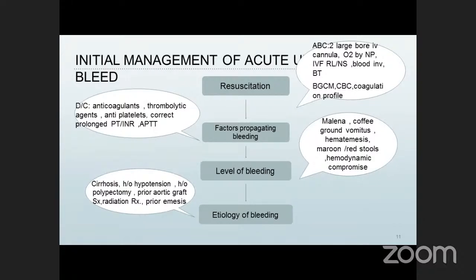Now coming to the etiology of bleeding. If the patient already has cirrhosis, it is mostly variceal bleed. If the patient has hypotension followed by an episode of bleeding, then it is mostly ischemic colitis. If the patient gives a history of polypectomy, then it is mostly post-polypectomy related bleeding. And if there is any history of aortic graft surgery, that means it is mostly an aortoenteric fistula. With a patient giving a history of radiation therapy, it is radiation-related enteritis, and a patient presenting with multiple episodes of vomiting, it is mostly a Mallory-Weiss tear.